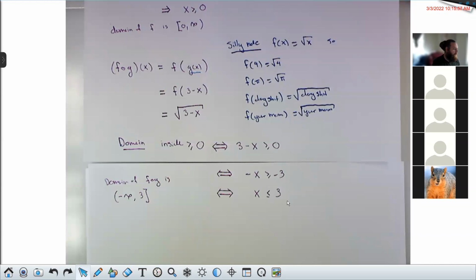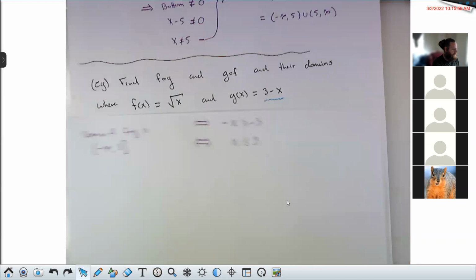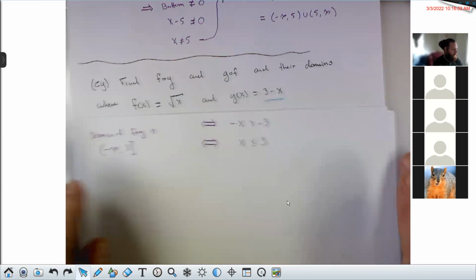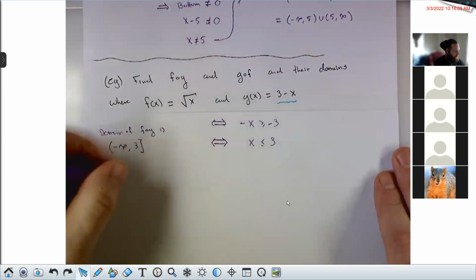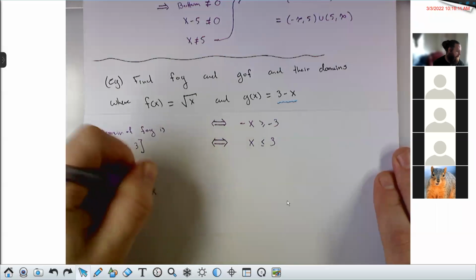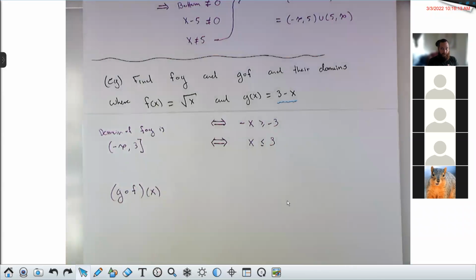Okay. We also wanted to compose in the other direction. We wanted to find G circ F as well. So let's go ahead and do that. Neat fact about the composition operator, it is not commutative. F of G and G of F can be totally different functions.